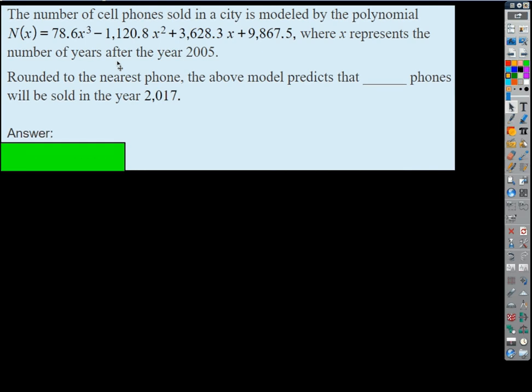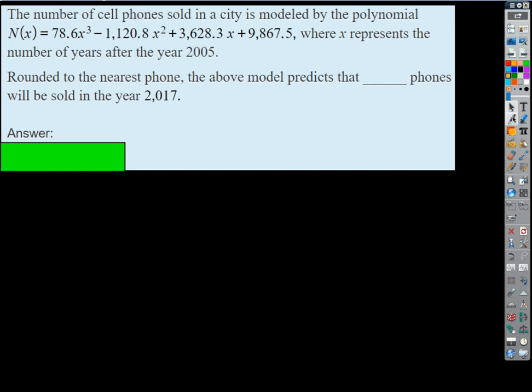So we want to make a prediction then. Rounded to the nearest phone, how many phones does that predict that city's going to sell in 2017? So what do we do with that? How am I going to find my answer? Put the years in the X. Okay, good. We're going to plug a value in for X, right?